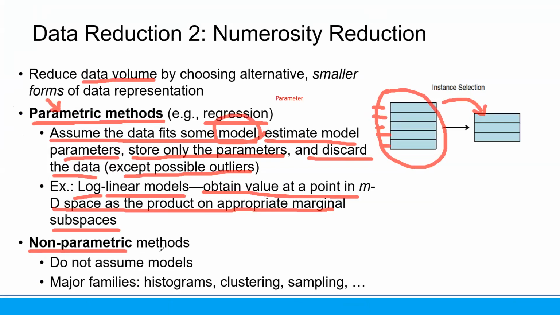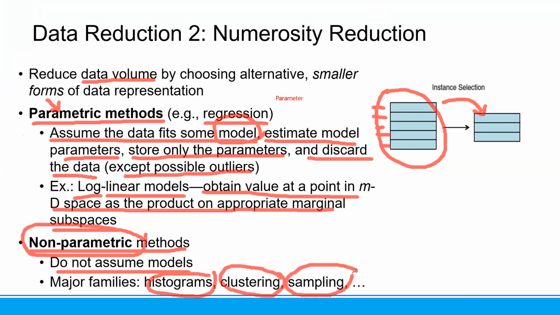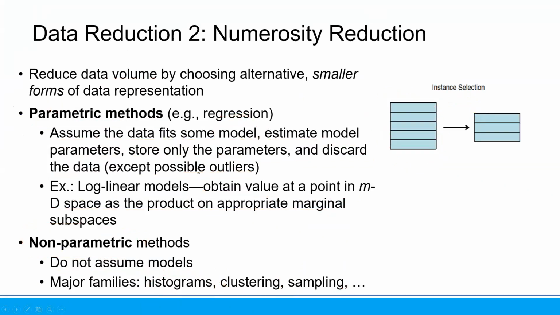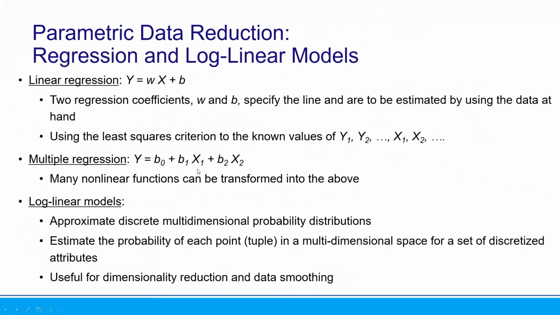But there will be some other methods which is non-parametric. We do not assume the models. So there will be no models, and we just use any methods. For example, histogram. Okay, you know histogram. And then we can use clustering, and we can use sampling. Okay, so we will check those methods.